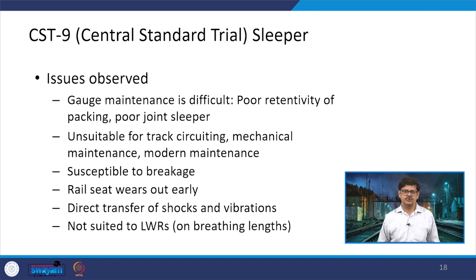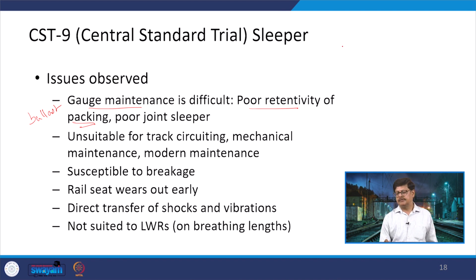And what were those issues? The issues were related to gauge maintenance, and this gauge maintenance problem is because of the type of fastenings which have been used, as well as the design, which was such that it was not able to retain the packings. So, there was poor retentivity of the packing, and when you say packing, we are talking about the ballast. And there was a poor joint sleeper.